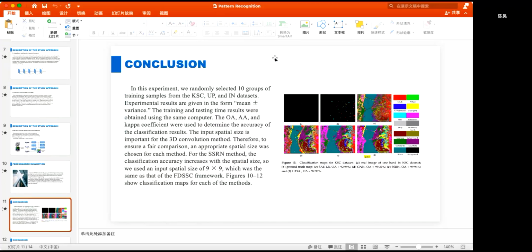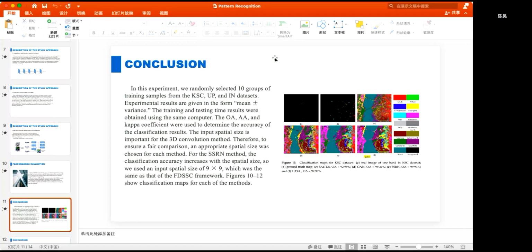In this experiment, we randomly select 10 groups of training samples from the KSC, UP, and IN datasets. Experimental results are given in the form mean plus and minus variance. The training and testing time results were obtained using the same computer. The OA, AA, and KAPPA coefficient were used to determine the accuracy of the classification results.